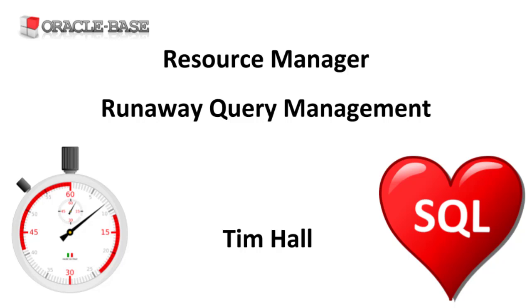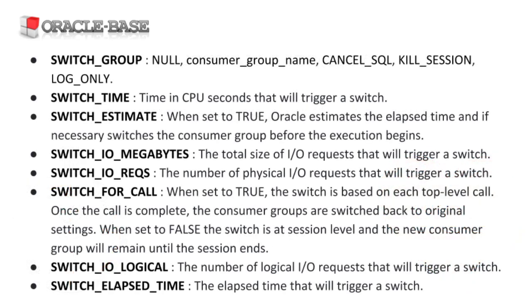Resource Manager has a lot of functionality, and defining resource plans can be complicated. Rather than trying to cover too much, we'll just take a look at a simple example of cancelling a runaway query. These are the current parameters related to consumer group switching. The switch group parameter defines the action to take if a threshold is crossed. In this example, we'll use cancel SQL to stop the execution of the current call. As you can see, there are a number of different thresholds we could define, but we'll use the switch time parameter to define the maximum CPU time threshold.